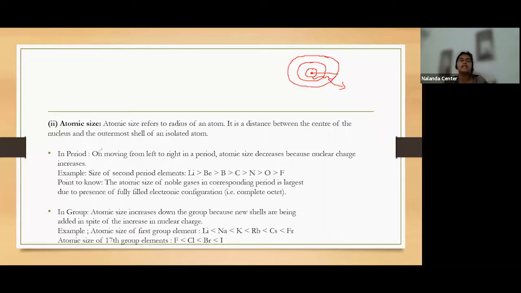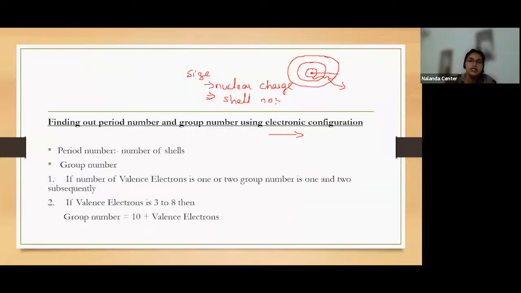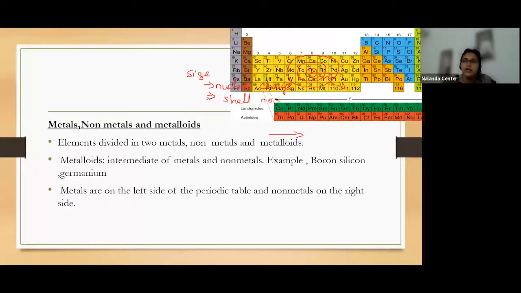All right. So what happens in the period? There are two factors which are going to influence that. One is the nuclear charge and second is the number of shells. So atomic size is going to be influenced by the nuclear charge, and the second thing which is going to influence the size is the number of shells. So when we go across a period, what is going to happen? I'll just show the periodic table.